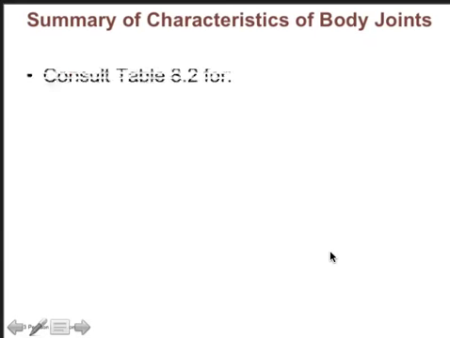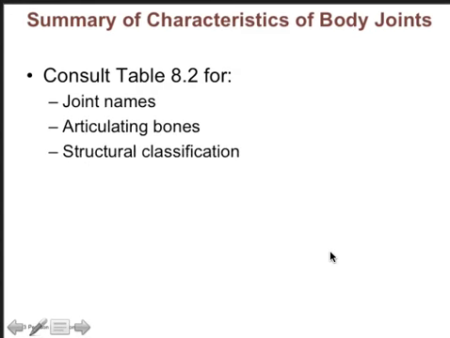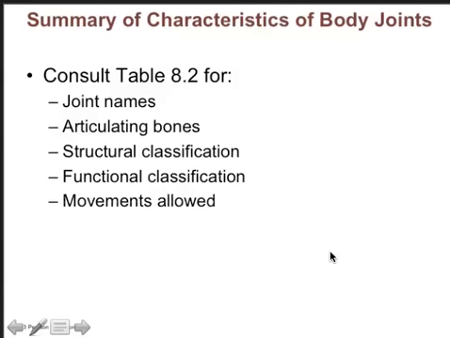Okay, 8.2 in your book will give you a list of joint names, the articulating bones, their structural and functional classifications, and the movements they allow. Star that table, know that material, because it will very likely show up on the exam.